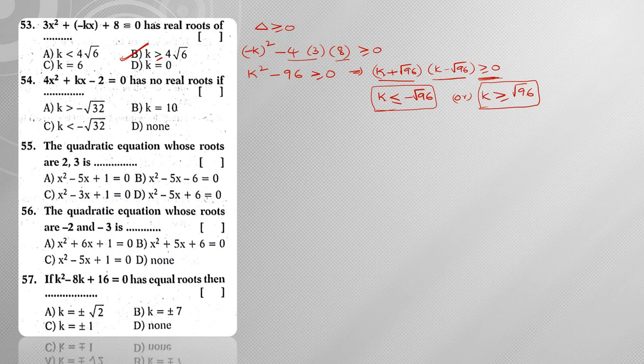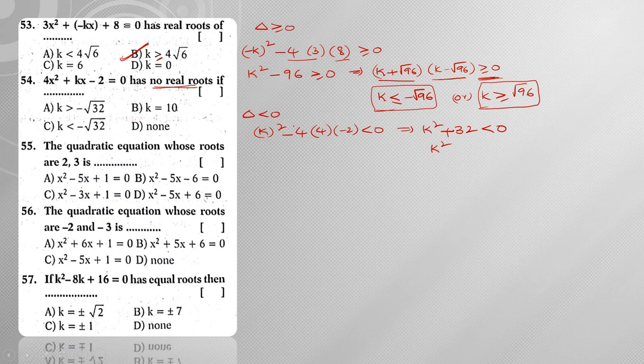4x square plus kx minus 2 has no real roots. No real roots means delta is less than 0. So based on this, k whole square minus 4 into a value is 4, c value is minus 2, less than 0. So what I am going to get, k square minus into minus is plus. So 4 4 16, 16 2 is 32, less than 0. Now k square plus 32 less than 0.